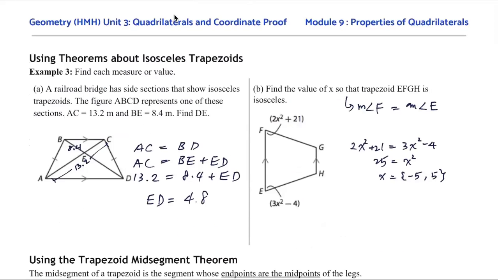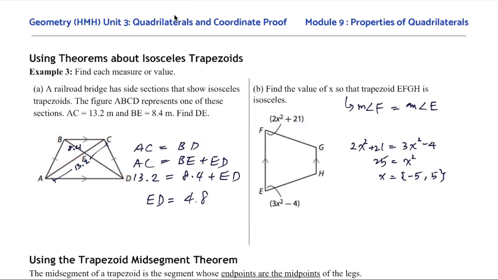Well, we know that AC is congruent to BD, right? That's one of the theorems. And we know that BE plus ED is equal to BD, right? So substituting for the values, we know that ED has to be 4.8.